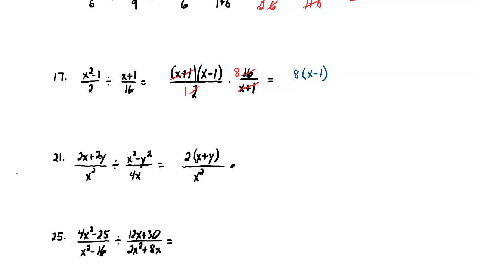Change to times. Remember, we're flipping the second fraction upside down. The 4x moves up to the top. The x squared minus y squared moves into the bottom, and that's a difference of squares, so it factors as x plus y, x minus y.